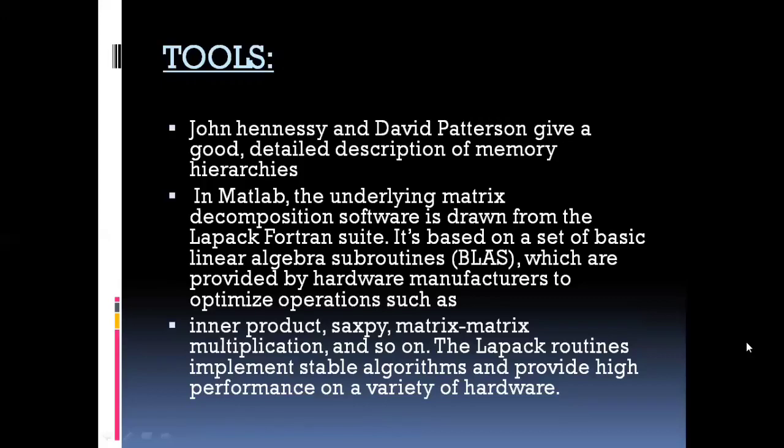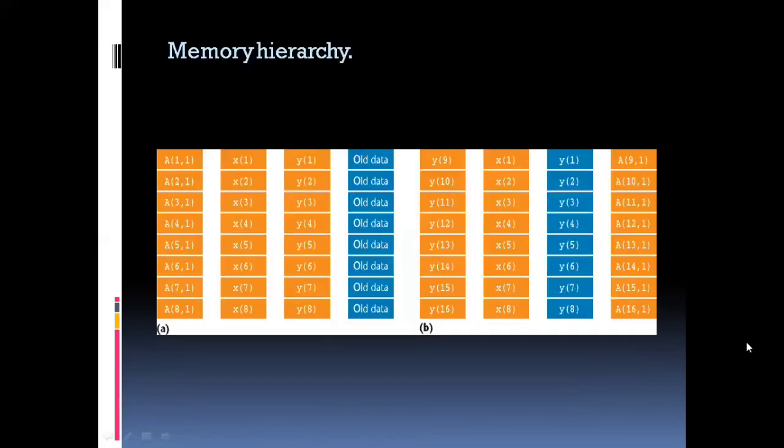Some good tools on memory management were given by John Hennessy and David Patterson, with a detailed description of memory hierarchies. In MATLAB, the underlying matrix decomposition software is drawn from the LAPACK Fortran suite. It's based on a set of basic linear algebra subroutines, which are provided by hardware manufacturers to optimize operations such as inner product, SAXPY, matrix multiplication, and so on. The LAPACK routines implement stable algorithms and provide high performance on a variety of hardware. So here is the image of the memory hierarchy.